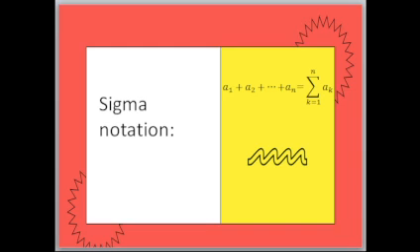Okay, now what is sigma notation? A sub 1 plus A sub 2 plus A sub n equals, we have the symbol for sigma notation, and the k equals 1, and then n and A sub k. This is the formula for the sigma notation.